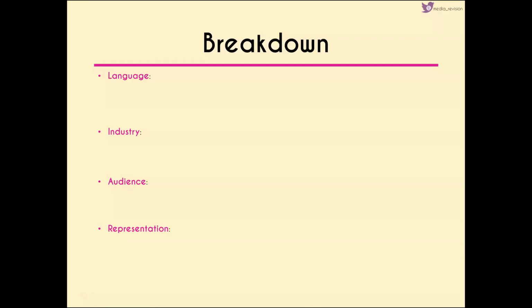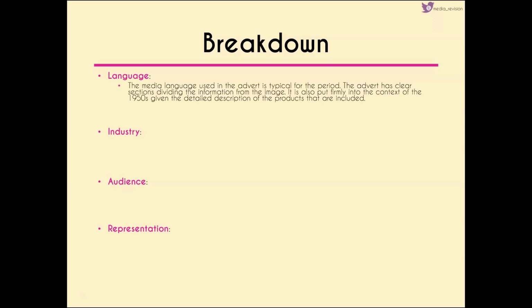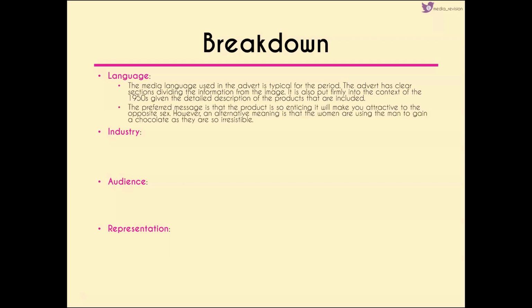So if we're breaking this down into the key concepts for you then, and this is useful for you guys to do as well, if you're using this video to supplement your own annotations, consider breaking it down into those key concepts, because remember, Quality Street could come up under any one of these headings. In terms of language, obviously we've got very typical language for the period, very clear sections, very clear page layout, which helps us to gain that information. And again, it's put into this 1950s period given the fact we've got these detailed descriptions of the products.